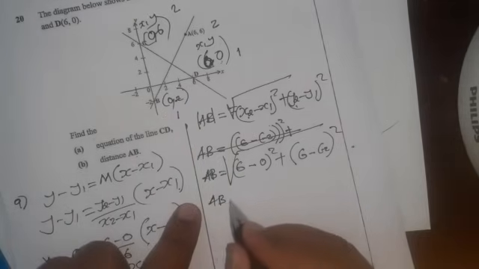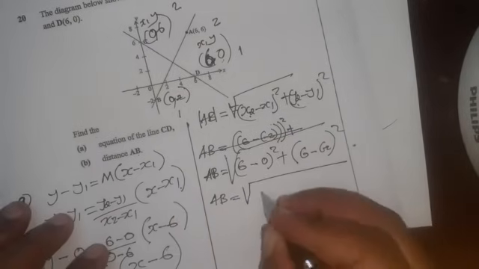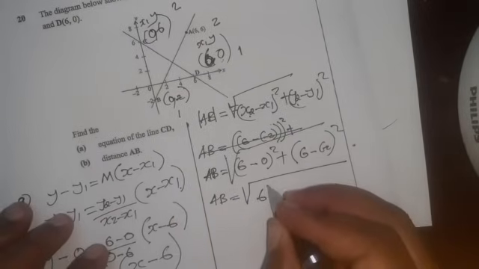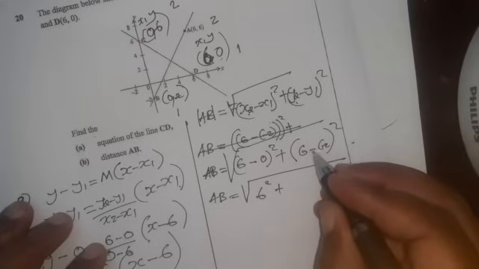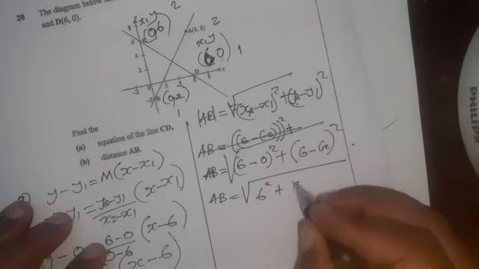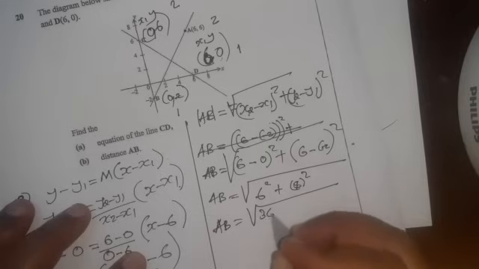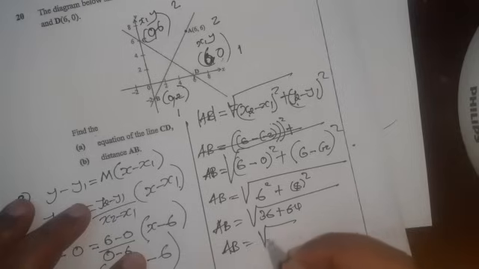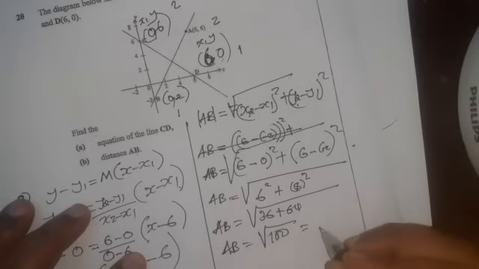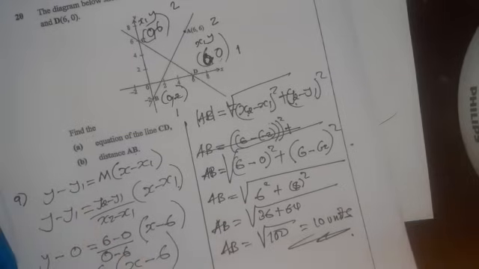So, AB, that is the distance, right? Is equal to 6 squared plus, this is the positive, it will be positive, so we will get 8 squared. So AB is equal to the square root of what? 36 plus, this is 64. So AB is equal to the square root of what? 100 when you add this. And this gives us what? 10 units. So the distance there is 10 units.